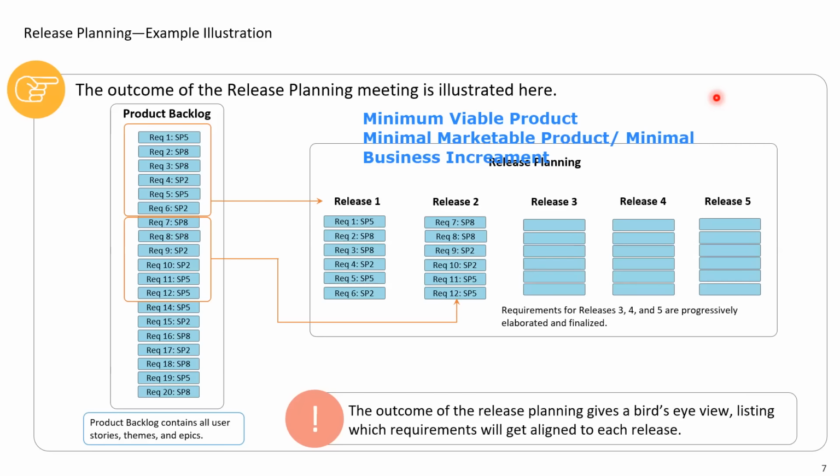Correct. So the purpose of a minimum viable product is to collect feedback from the relevant stakeholders, right? Correct. Whereas minimal marketable product is the official first version launched in the market, right? Yeah. And if you do a small increment on top of it, that's a minimal business increment, right?